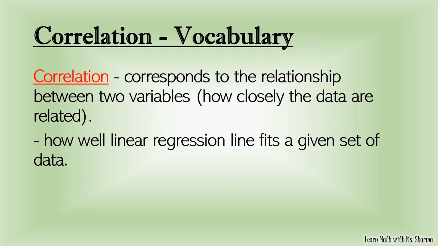So when you have a scatter plot, if you can draw a line with a positive or negative slope, it shows positive or negative correlation depending on the slope type. And sometimes we'll have no correlation.